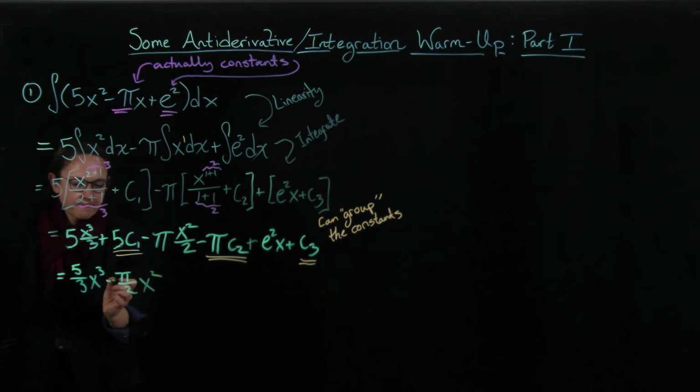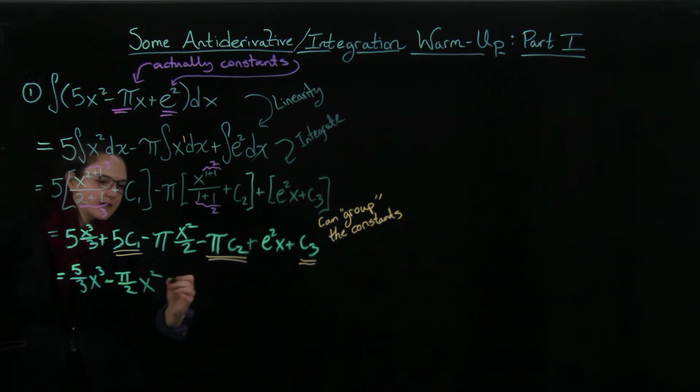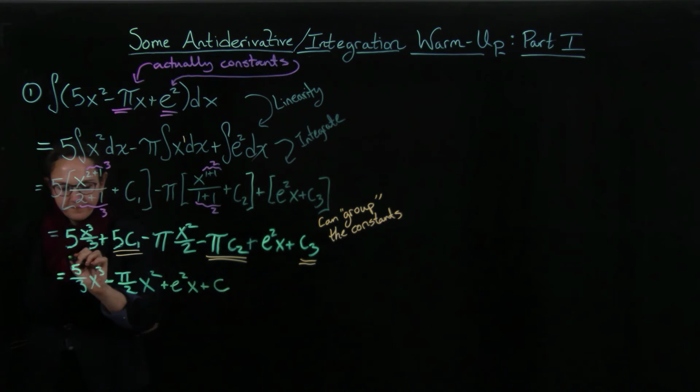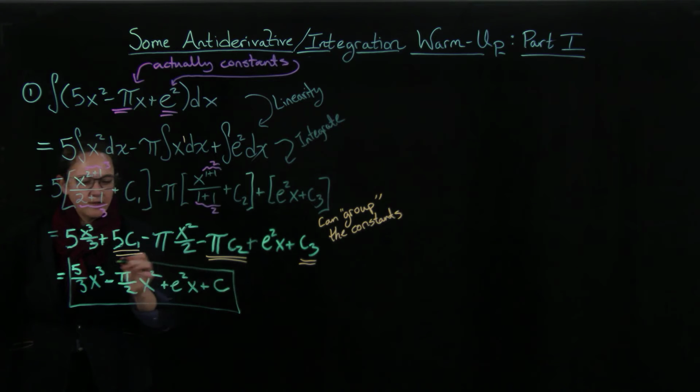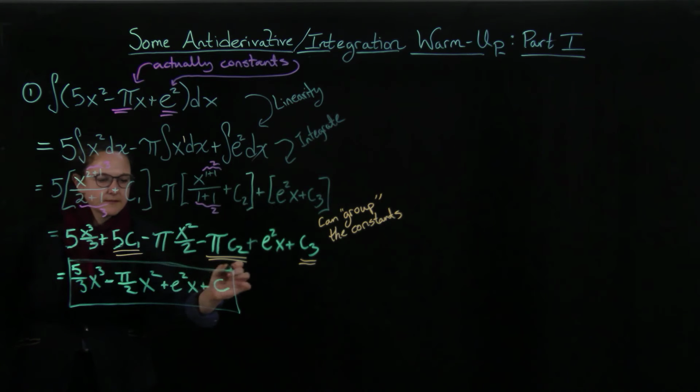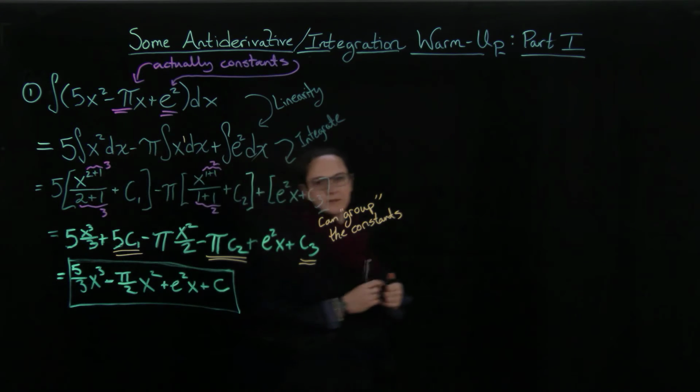x squared. And then I have plus e squared x plus c. And I didn't forget the c, and the c is just the combination of all the constants. Okay? So there. So I'm done with that.